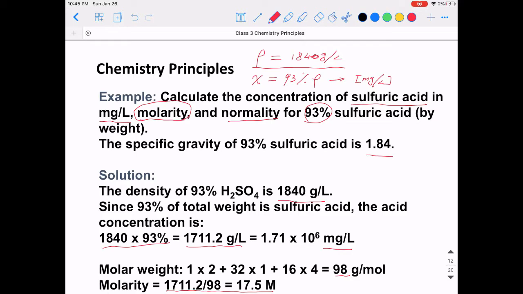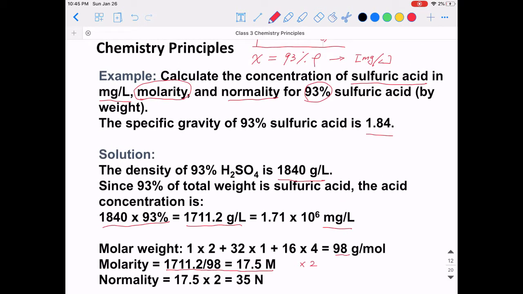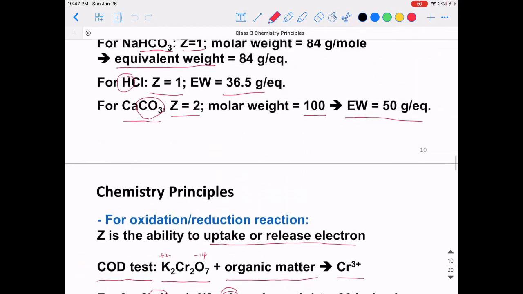And in terms of the normality, we know that the sulfuric acid is providing 2 protons, right? So considering that it's providing 2 protons, then we just need to multiply that by 2. And then that is giving us a normality of 35. So now let's go back to the definition of the normality and see what that really means.